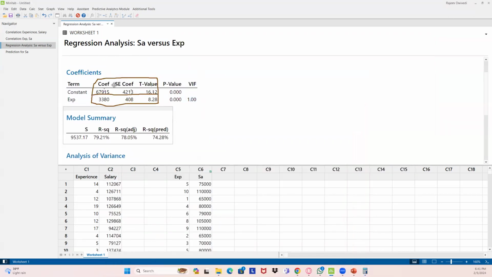Okay, so this is coefficient, t value, standard error in coefficient. Now you come to this.